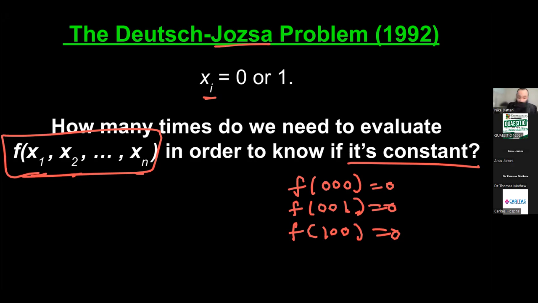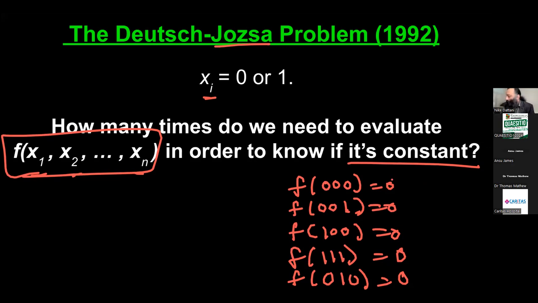Two to the n, that's very good. Okay, sometimes people say n, that's not the right answer. You need to know every single possible output for this function. So if I give you 1, 1, 1, is it a 0 or a 1? I need to know that. If I give you 0, 1, 0, I need to know, is it a 0 or a 1? You need to know the result of applying that function for every possible input in order to know if this function is a constant.